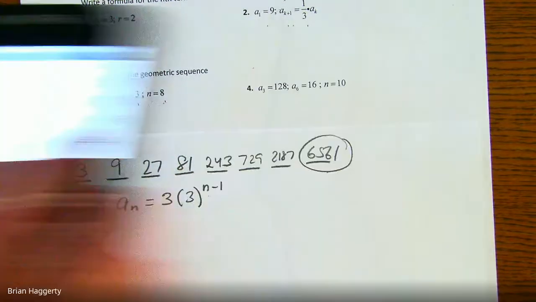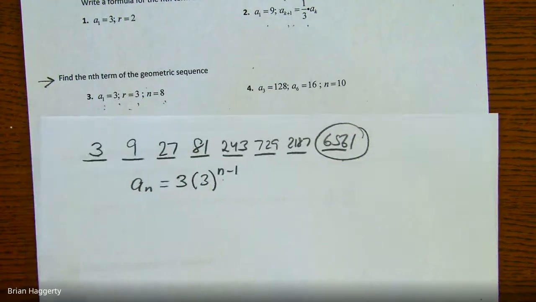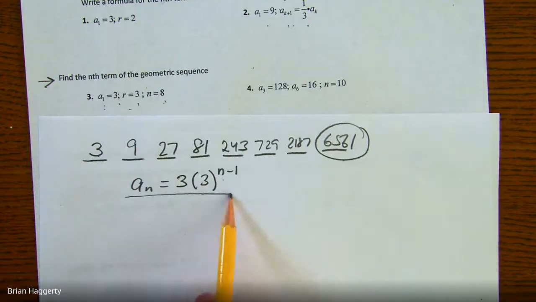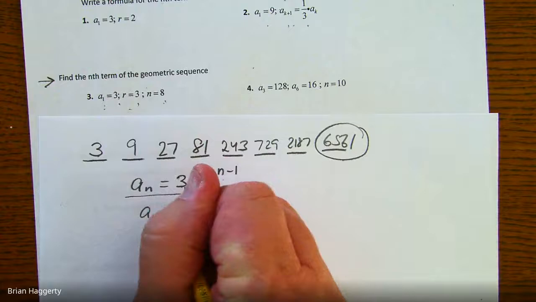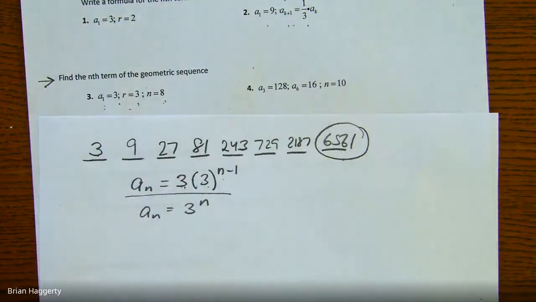And then last connection before we move off of this question. If you were to write that formula, multiplying two bases that are the same, we could add those exponents. An alternative version of that is just 3 to the n. That would be a cleaner way of writing that formula.